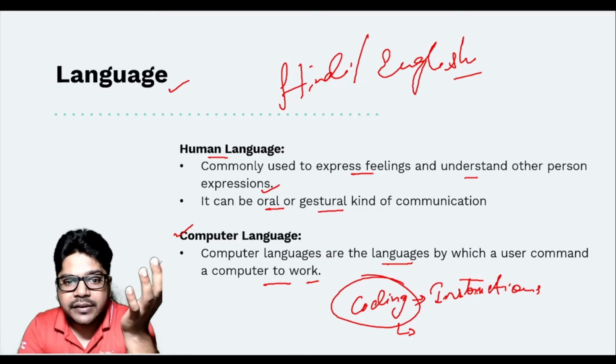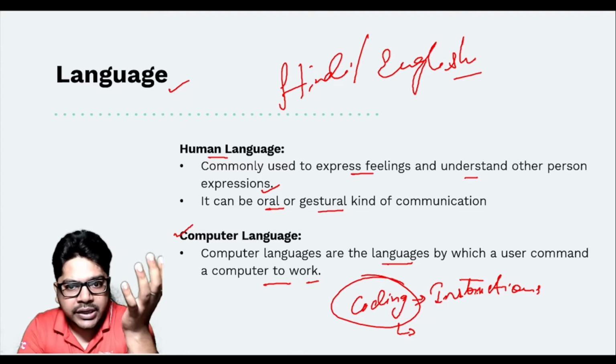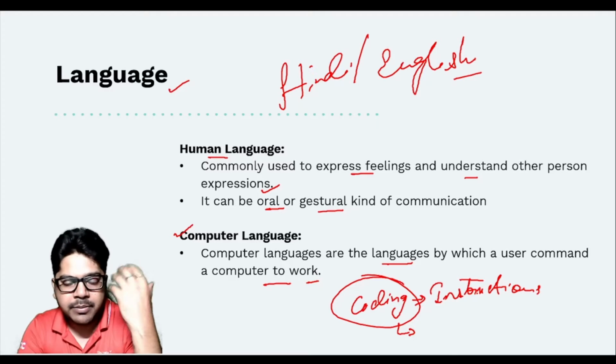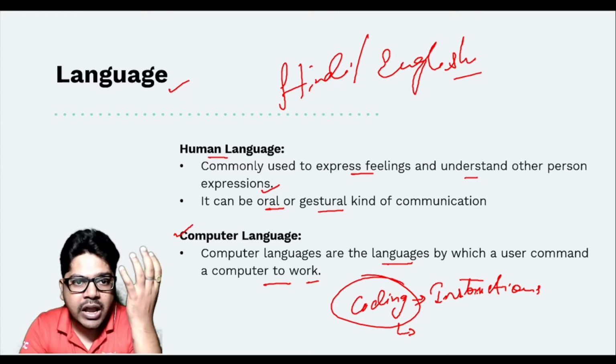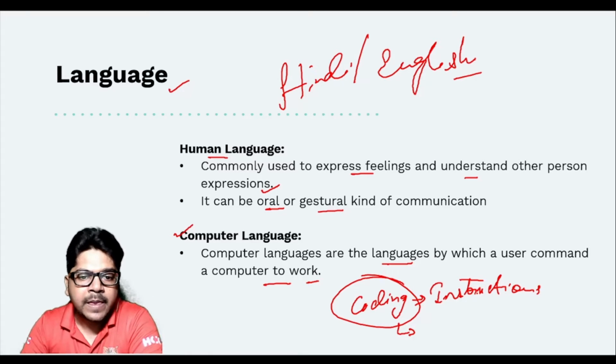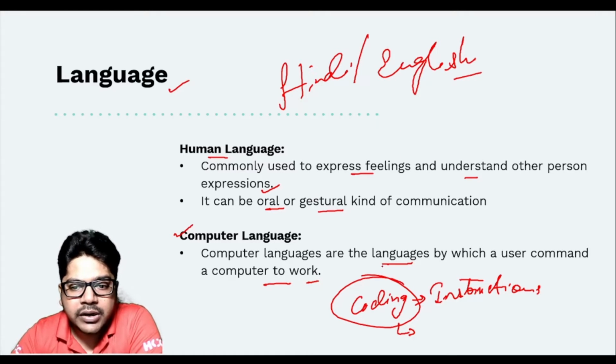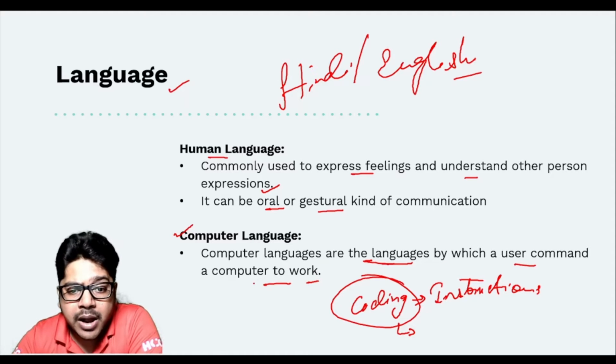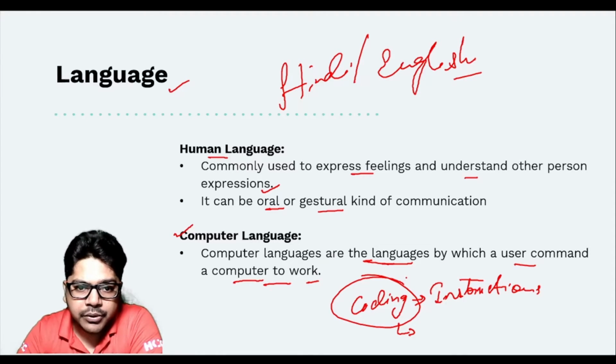Now, in order to give this kind of instruction, right now you were using English and I was able to understand it, but a robot does not understand that. So you have to talk in their language, and for that we use a programming language. So what is a computer language? Computer languages are the languages by which a user commands a computer to work.